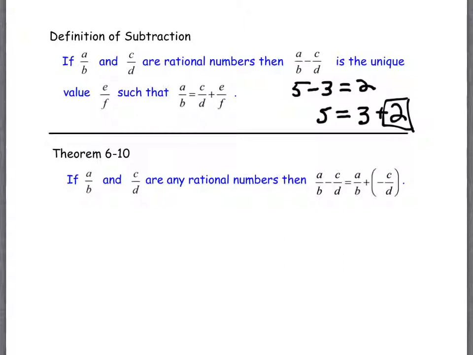The reason the answer is 2 is because, and this is usually how students are actually taught to subtract to begin with, they're saying, I have 3, how many more do I need to get to 5? And that's what you're actually seeing happen in that particular definition. This next piece right here is also telling you that if you have subtraction, a over b minus c over d, it's the same thing as adding a negative value. They're equivalent operations.